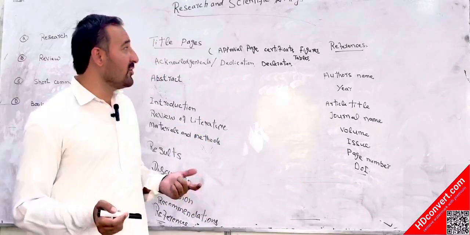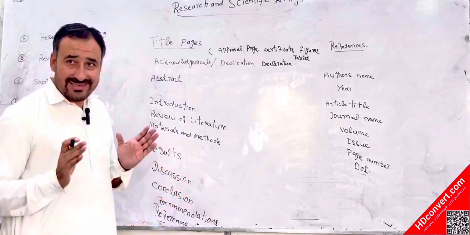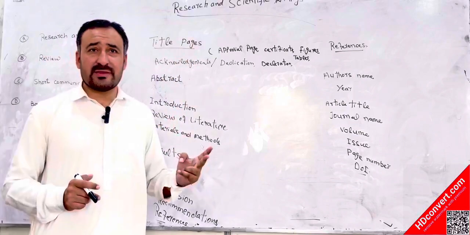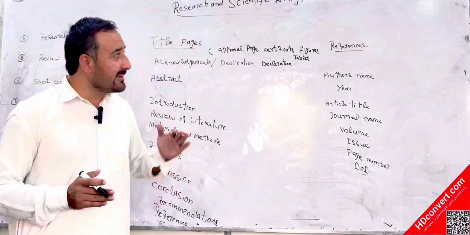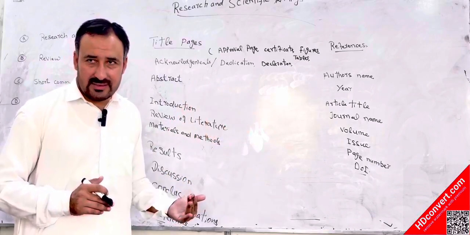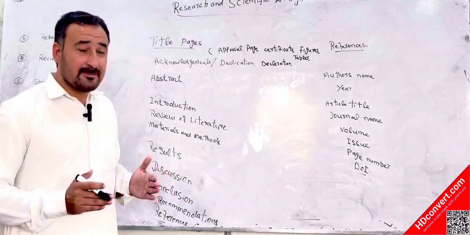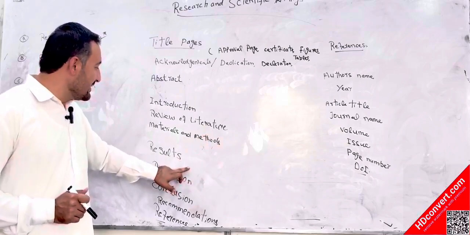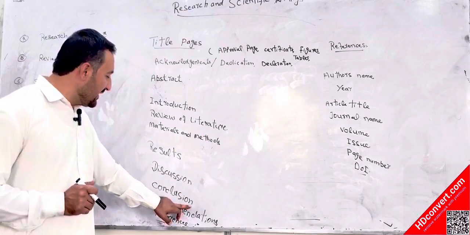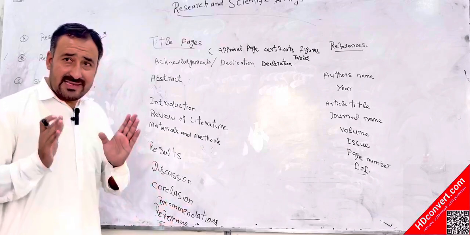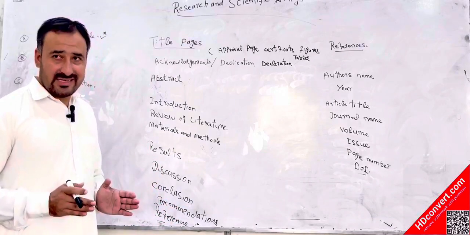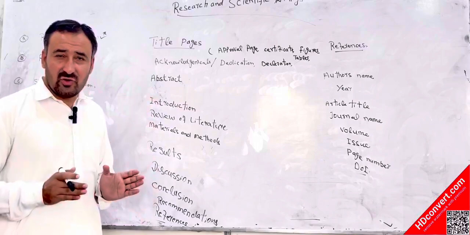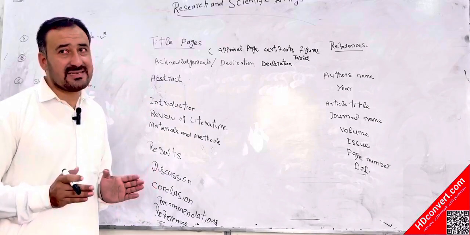So when you are starting your research work, first of all, in your research thesis, you will write the title pages. There are two things which are important. Number one is the title pages. Number two is the main body of your research work, which is the introduction, review of literature, material and methods, results, discussion, conclusion and recommendations, and references. This is the main body of your research work. From introduction up to the references, it is included in a research article and research thesis as well.